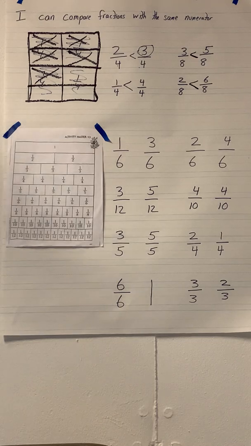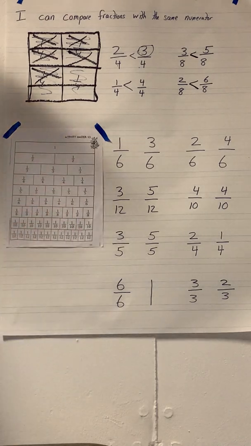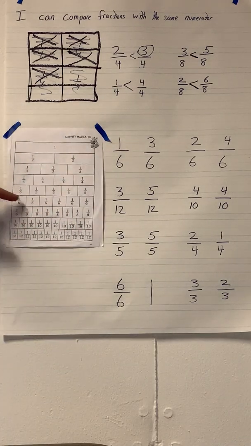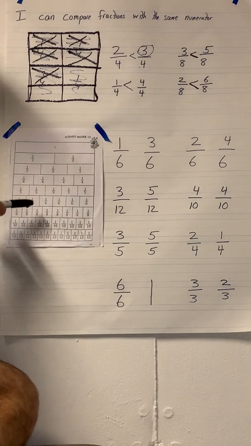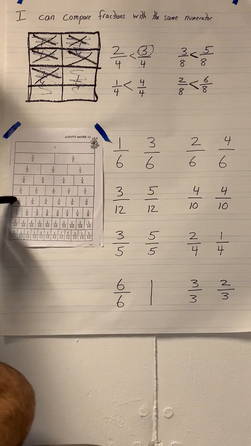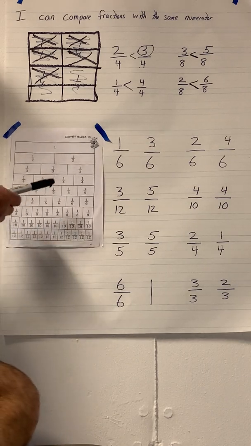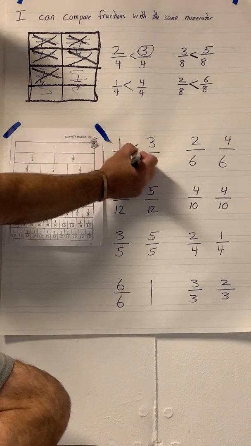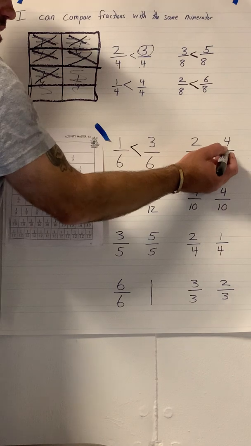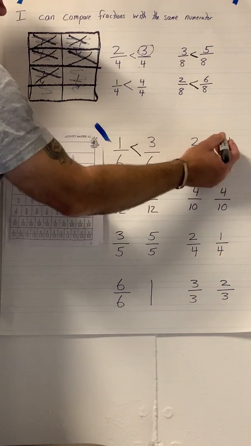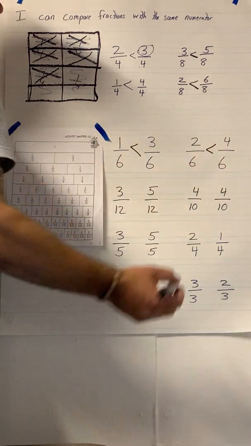Now, I'm going to send you guys this chart again, and you can use it if you're comparing them, like sixths. So you want to say 1/6 or 3/6, 1, 2, 3/6 is obviously larger, okay? But really, you don't even need to use the picture. They're both sixths, right? 2/6, 4/6, they're both sixths, so 4 is larger.